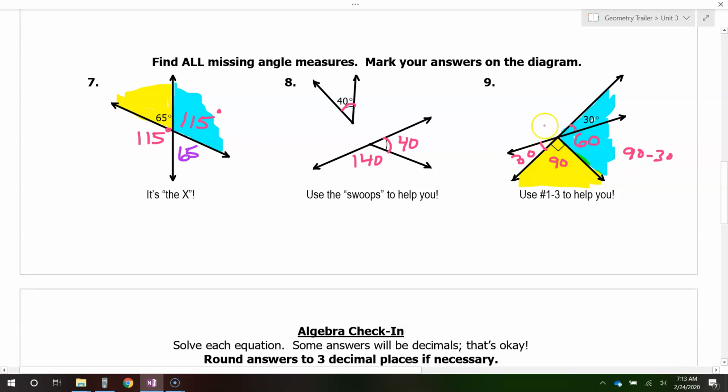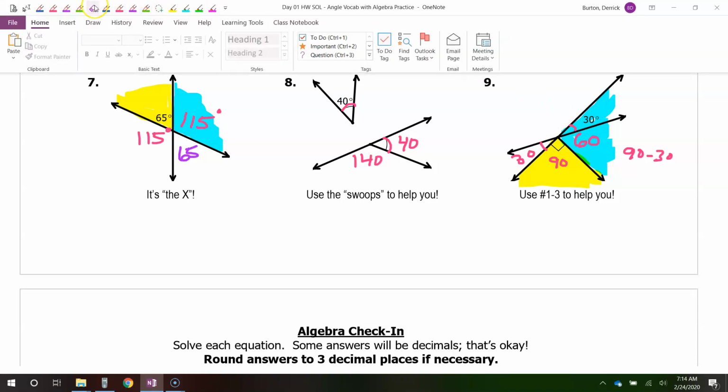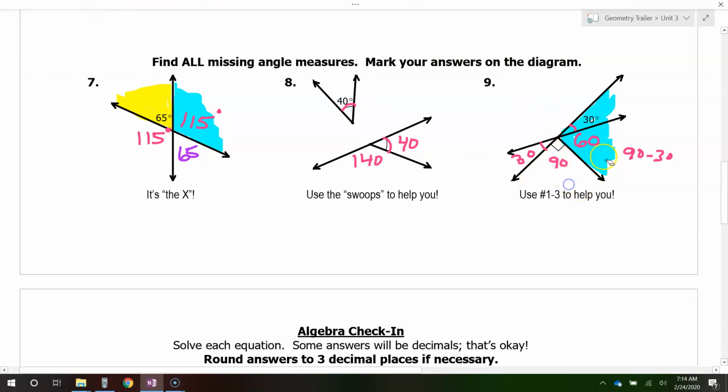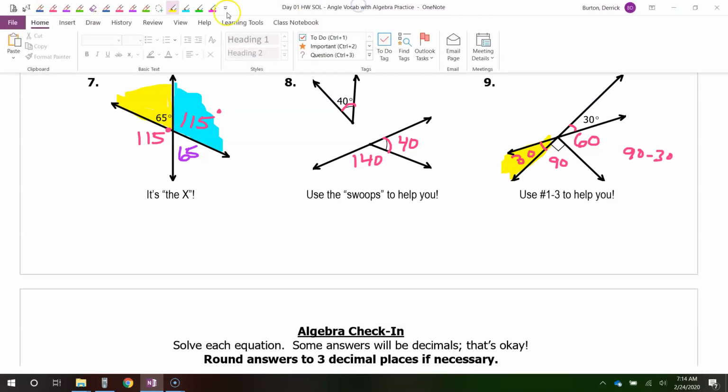Oh, you know what? I think we're supposed to say this other angle out here too. Let's go ahead and look at that. I think I want to use my yellow and blue trick again. Okay, so look at this yellow angle, and then look at this blue angle.